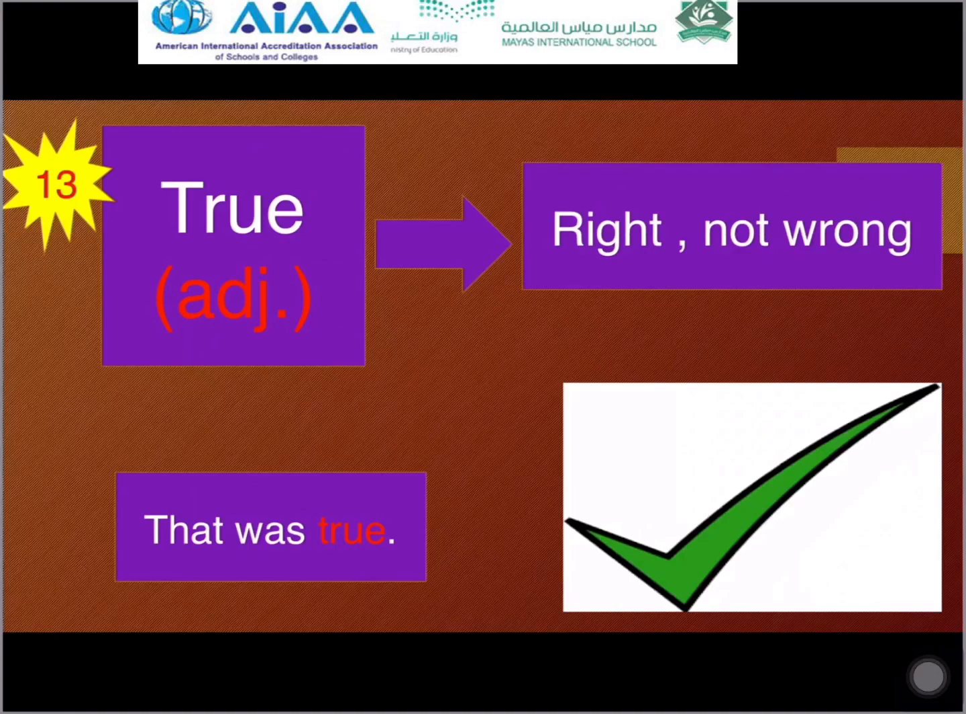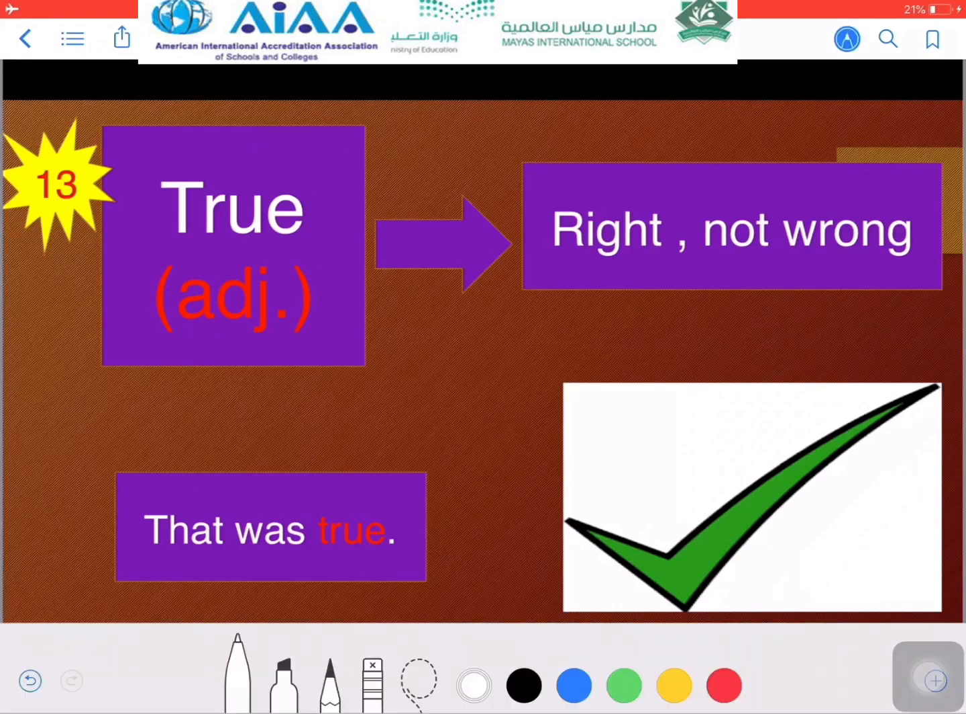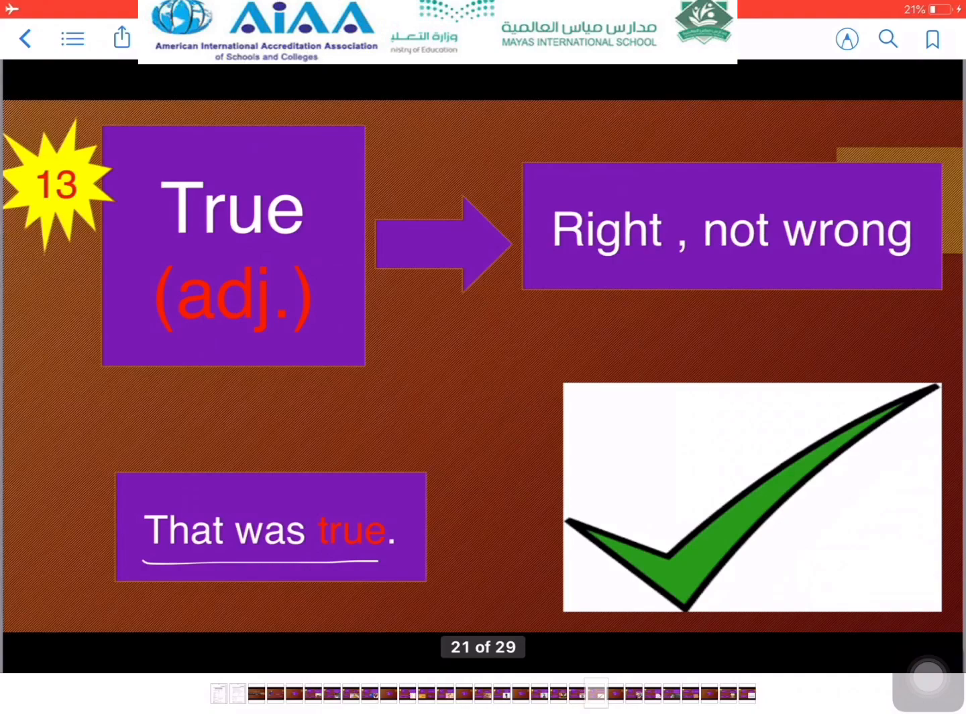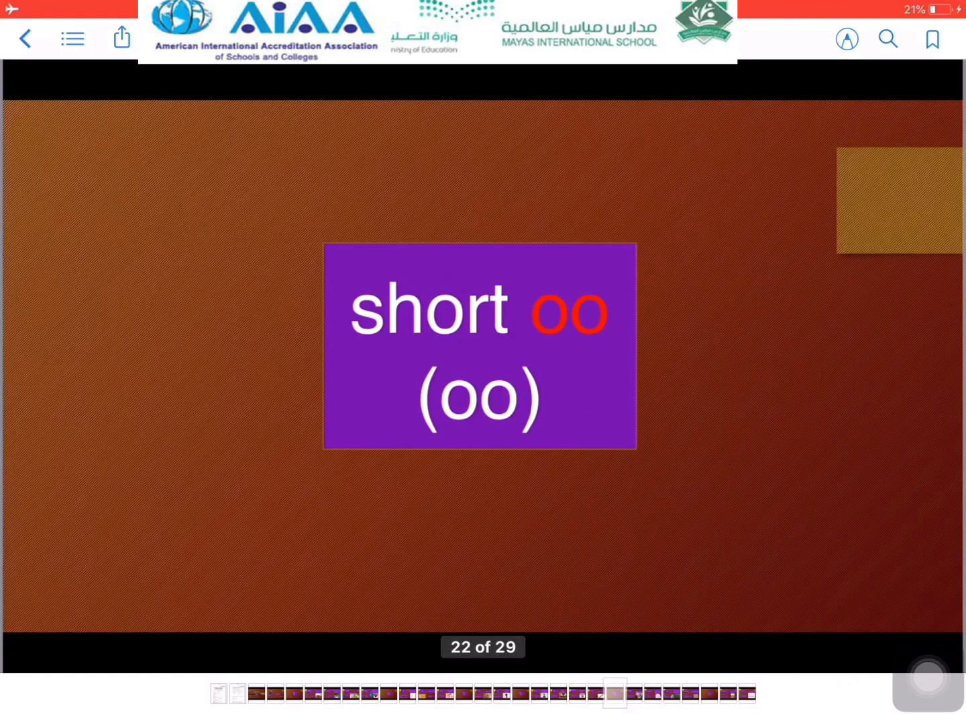True. Is it true or false? Put true or false. So, true is right, not wrong. So, what is the opposite of true? False. Excellent. So, here, that was true. True also is an adjective. So, I gave my teacher a true answer. Now let's see the short u, as in foot.